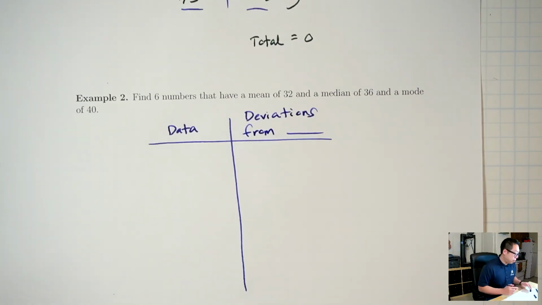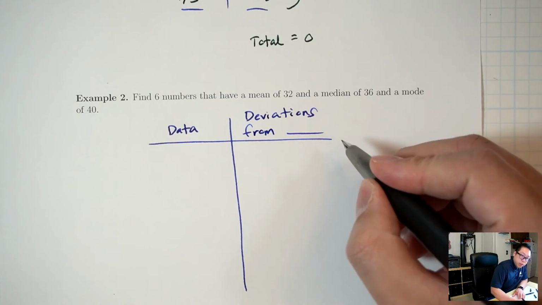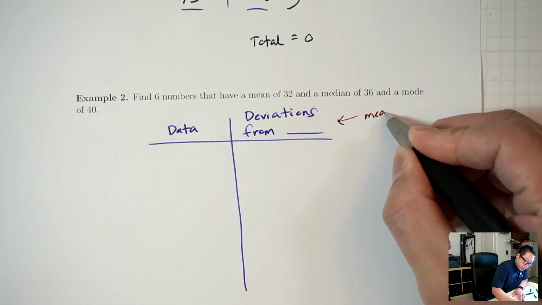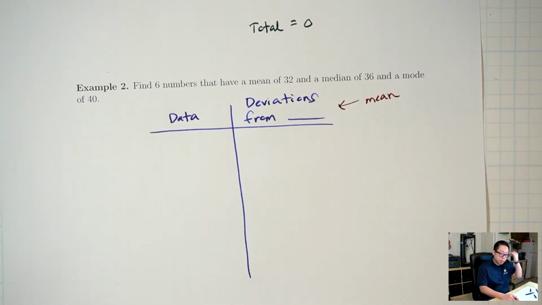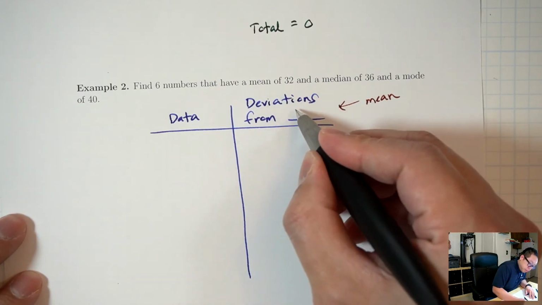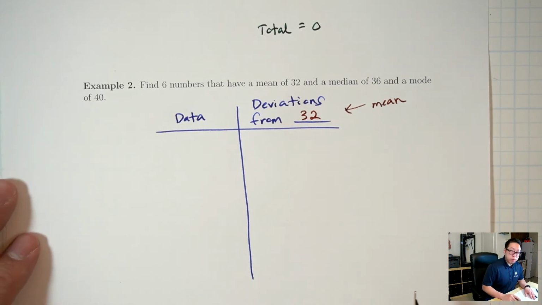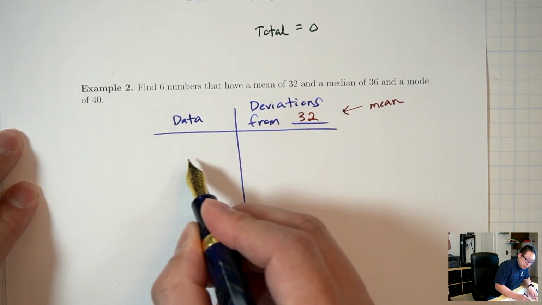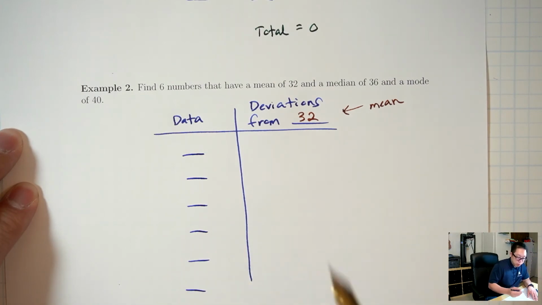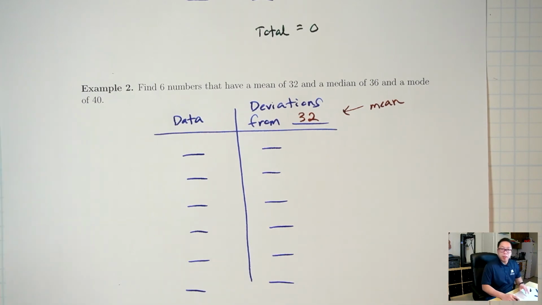For this one, I want deviations from what number? Okay, we're always looking at deviations from the mean. What's the mean that I want here? 32. And for this one, we're looking for 6 numbers. So I should have 6 blanks, along with six deviations. Okay.